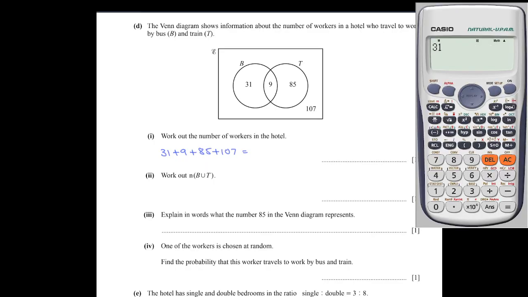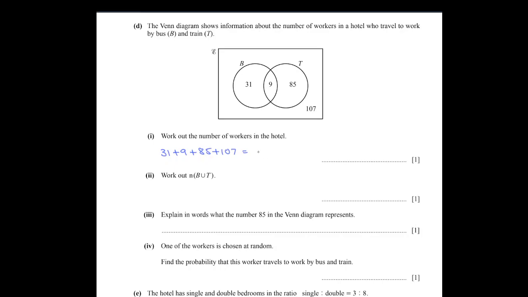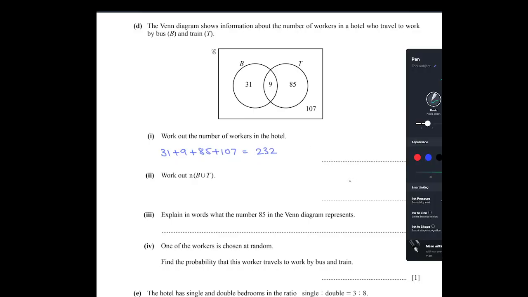31 plus 9 plus 85 plus 107 is 232. These are the total number of people, workers.